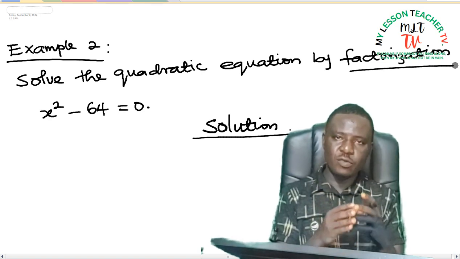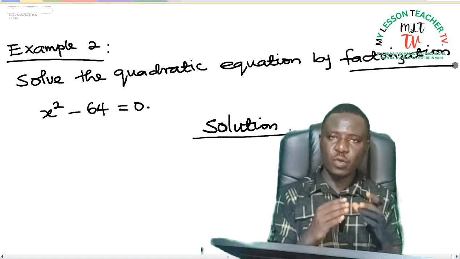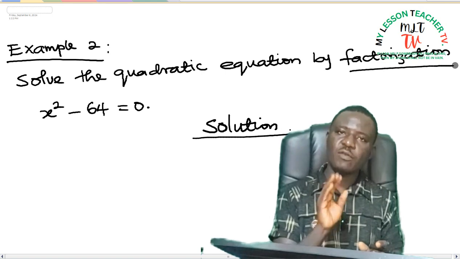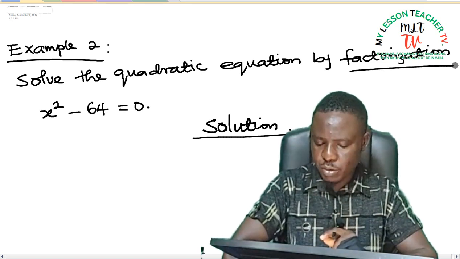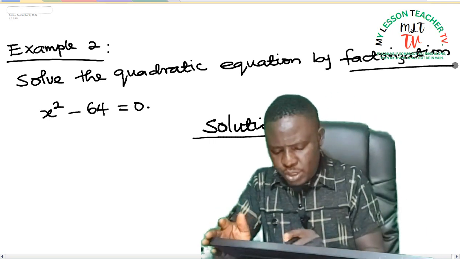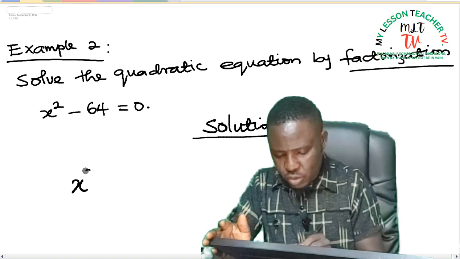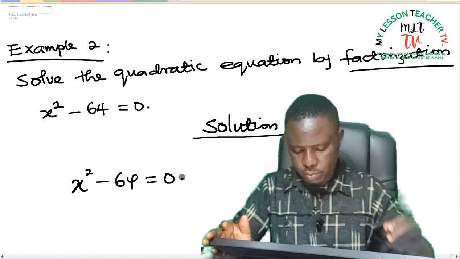For the purpose of this course, which is to find the sum and the root of a quadratic equation, we shall be making use of the factorization method and the completing the square method. So this is said to be a quadratic binomial. We have x squared minus 64 is equal to 0.